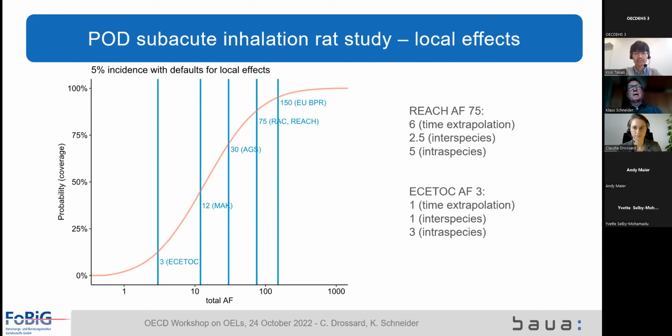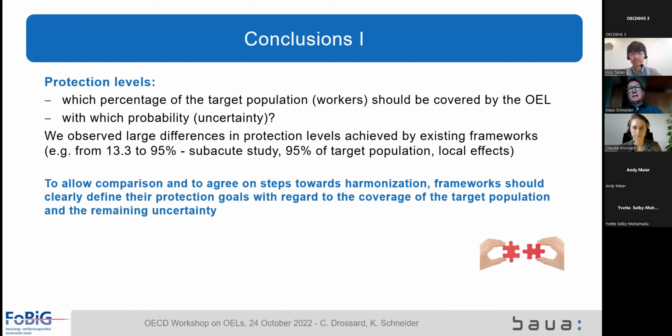when you use these methodologies. We would need to define the protection level, which means that we need to define the coverage, the percentage of the target population we are aiming to protect, as well as the remaining uncertainty or the probability of our values derived.